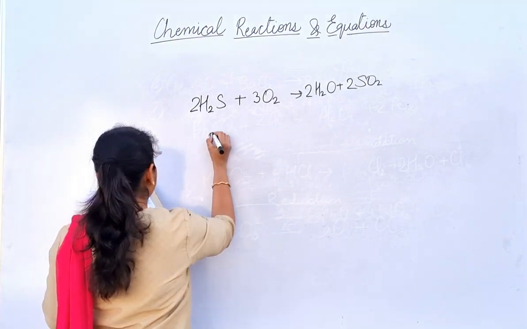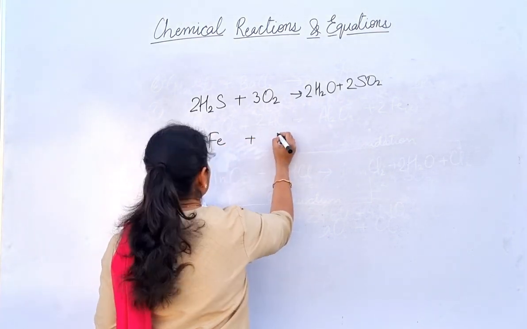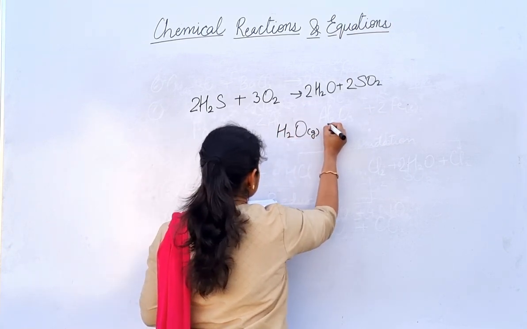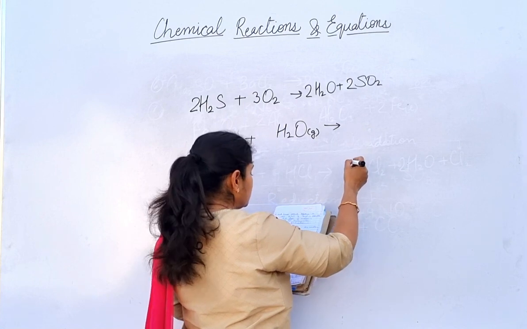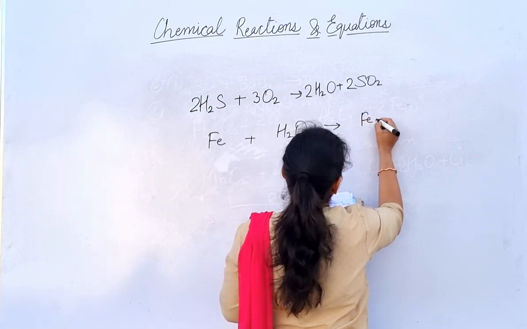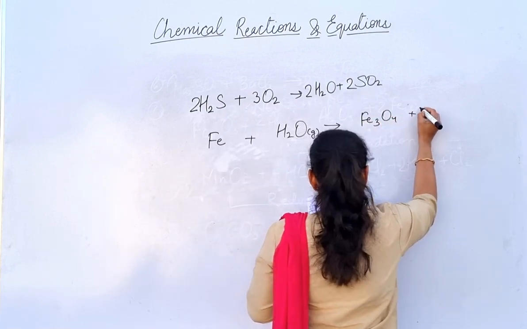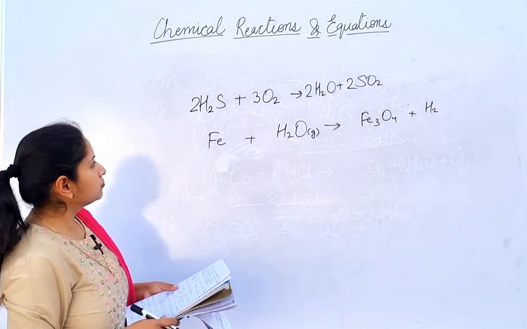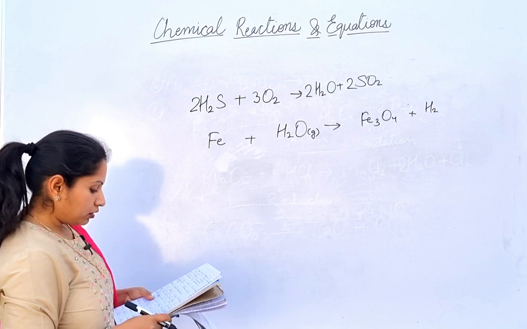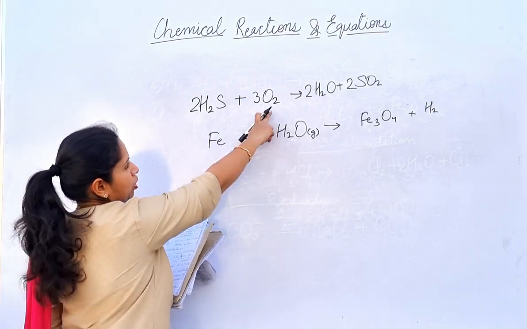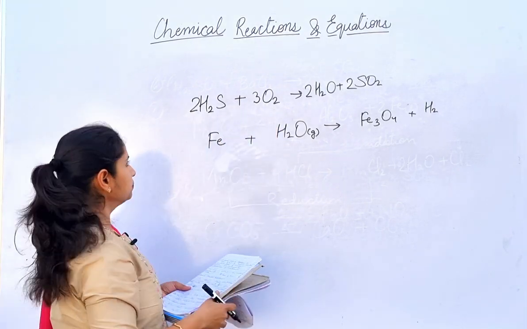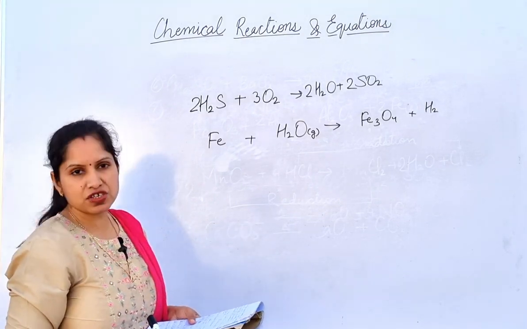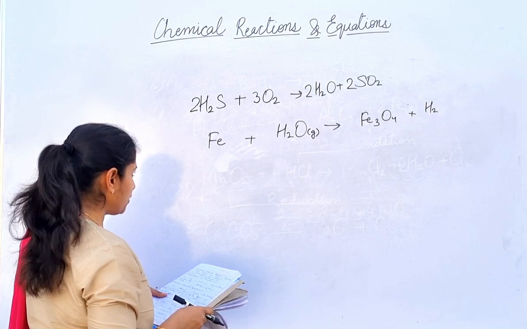Next reaction I'm writing, you have to just balance that. Iron combines with water. Actually, it's in the gaseous state. It's in the steam only that iron can combine, that forms Fe3O4 plus hydrogen gas will be liberated. Okay. The upper one is an example of displacement reaction. This one is also a displacement reaction because hydrogen is being displaced.